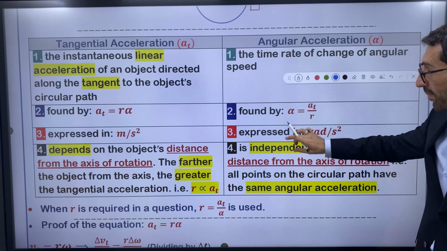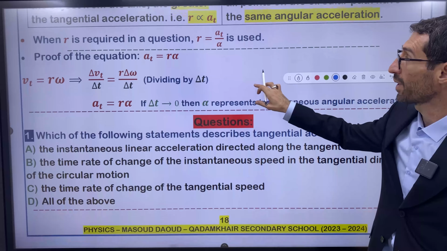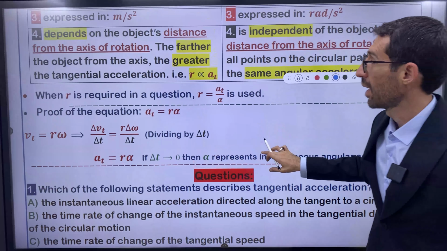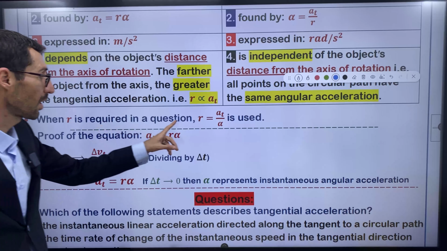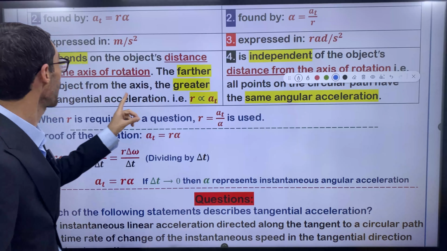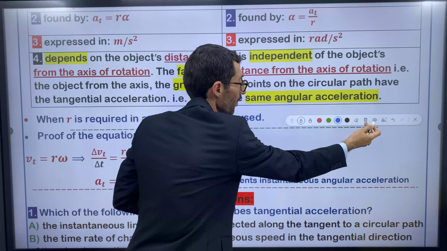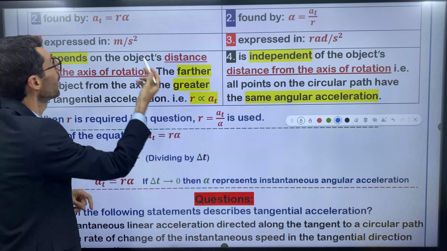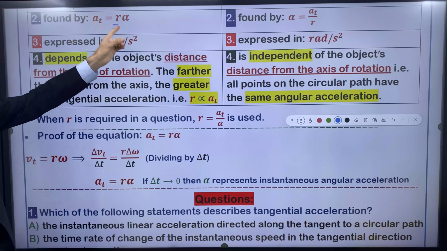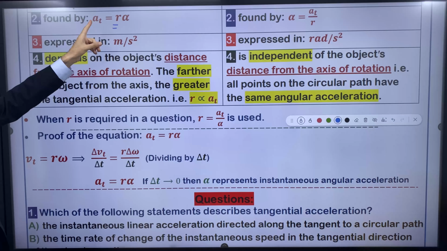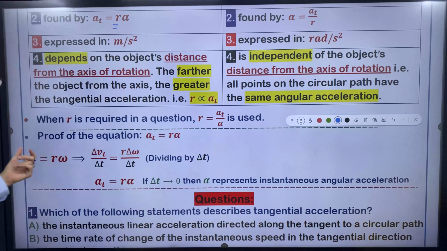Let's move on to other things. We have some notes here. I wrote some notes for you about the table, actually. When R is required in a question, you can rearrange this equation for finding R. If R is unknown, anything that multiplies by the unknown goes to the denominator, and the other part goes to the numerator. So R is equal to AT over alpha, right? This is the first note.